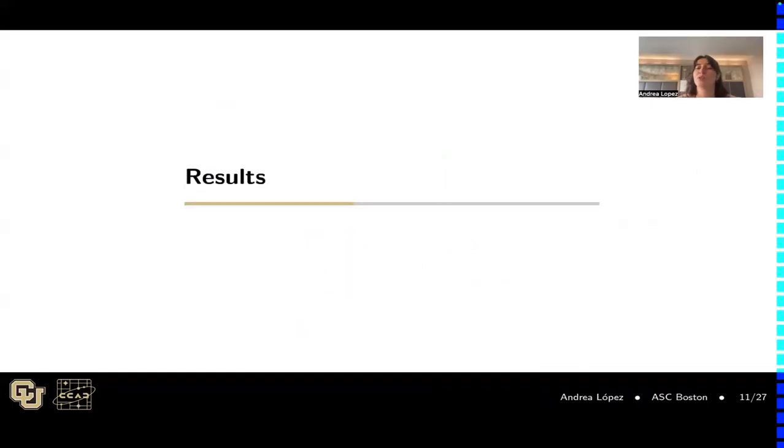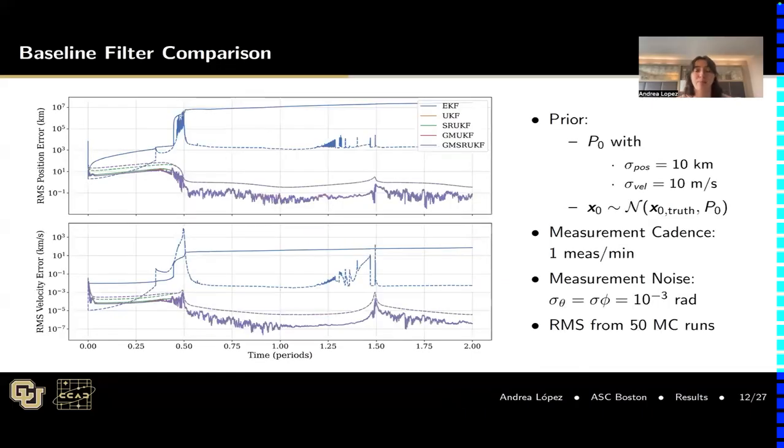So now let's go with the results. As a baseline, I have here a comparison for different filters. For the baseline case, we define the prior covariance as a sigma of 10 kilometers in position and 10 meters per second in velocity. We have a measurement cadence of one measurement per minute. We have a measurement noise that is actually quite generous compared to what we could get down to using this type of measurements. You can get down to like 10 to the minus 5.